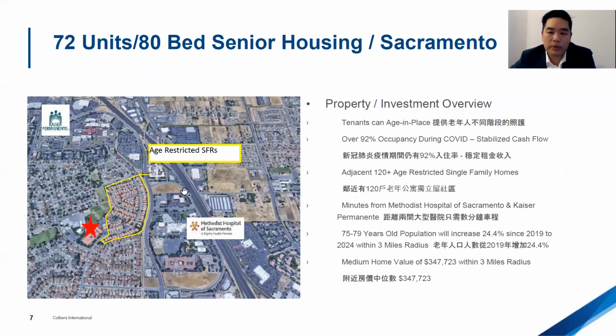One of the reasons we really like this asset is, as you can see, our facility is at this red star. Right next to it, there are about 120 age-restricted single-family homes. These are owned by seniors. So we're thinking that if they need help, they can move to our facility right away. So we have this inherent potential tenant base right next to us. Also, we are very close to 2 main hospitals in the area, within walking distance. So that's another reason we like it.